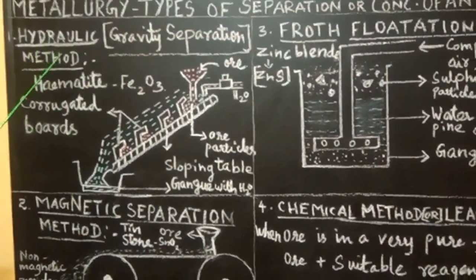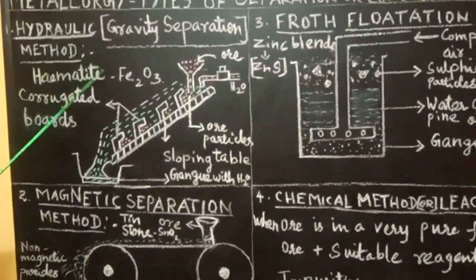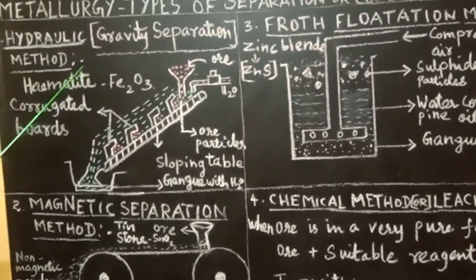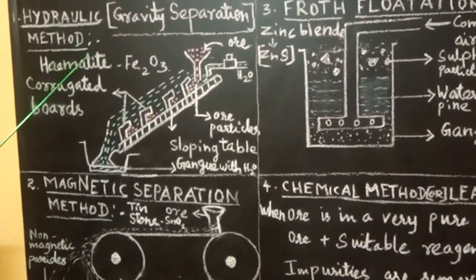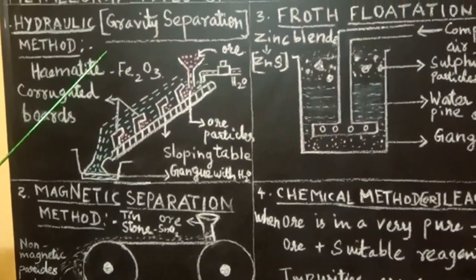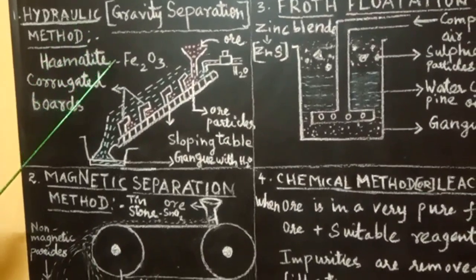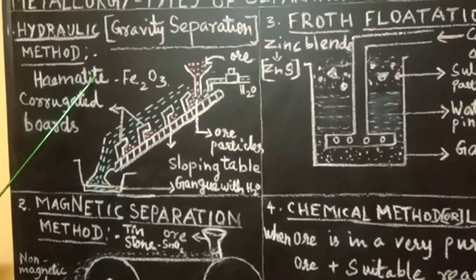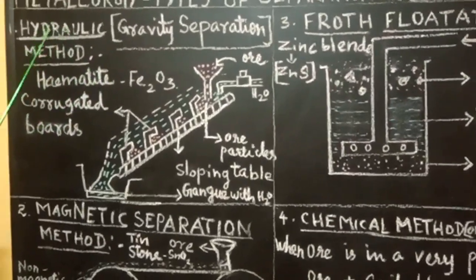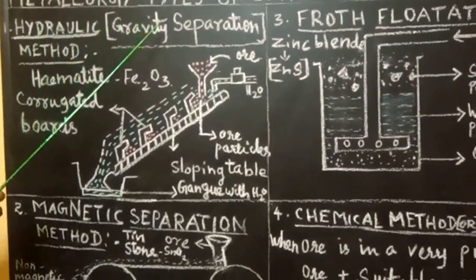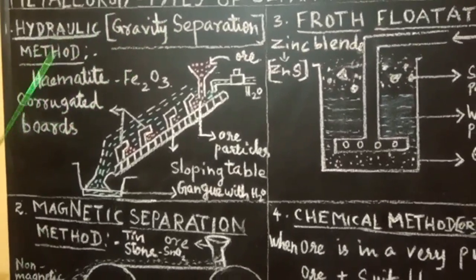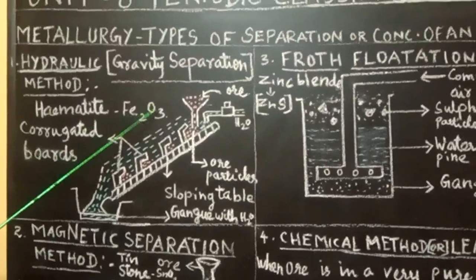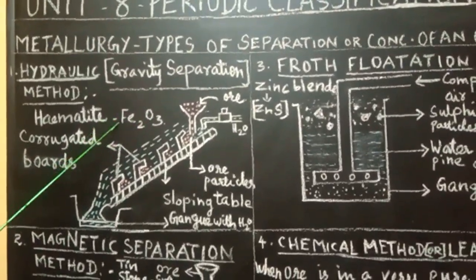The difference in the densities or specific gravities of the ore and the gangue is the main principle. Here oxide ore is purified by this method, or you can say oxide ore is concentrated by this method, that is hydraulic or gravity separation method. Hematite we can take. Formula is Fe2O3, ore of iron.